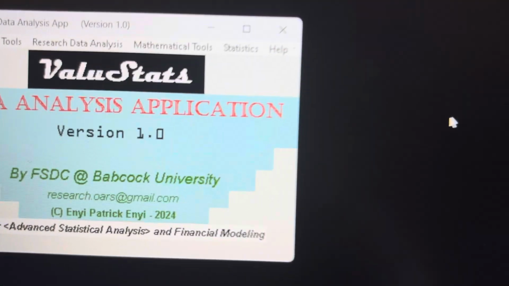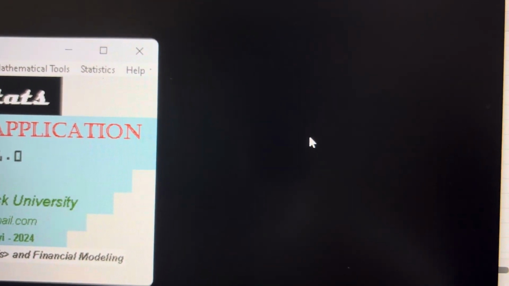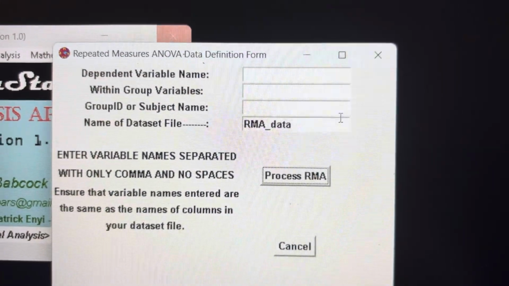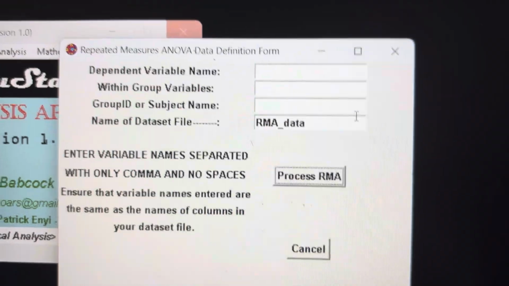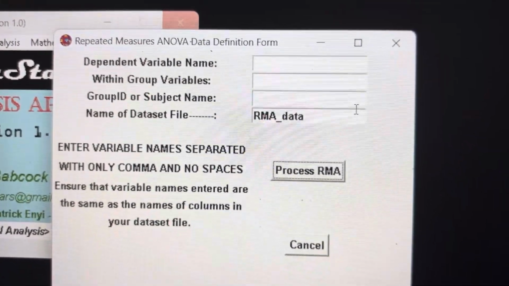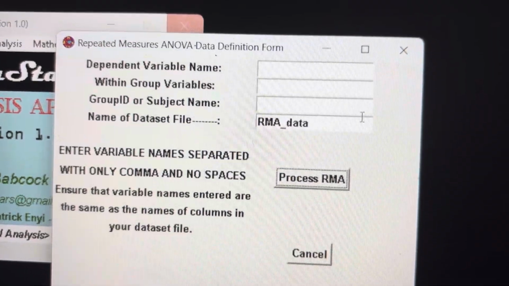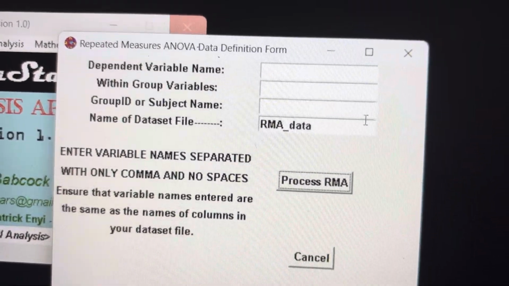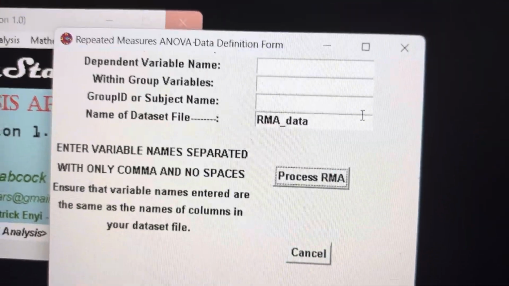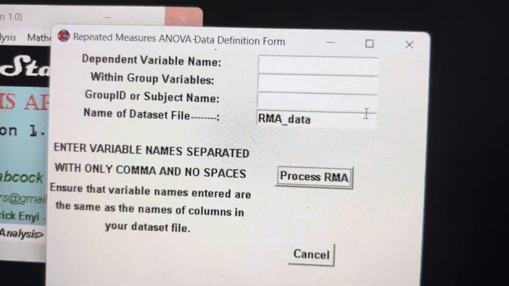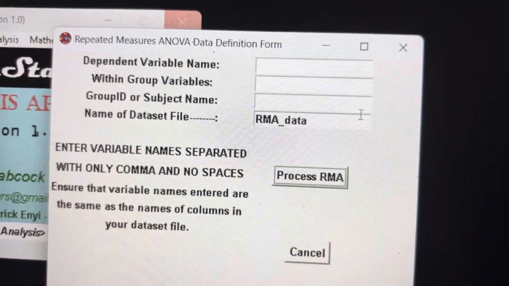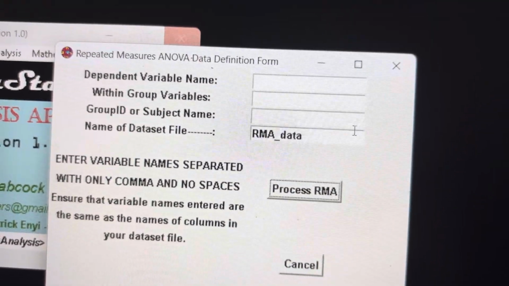Now, what is repeated measure? Repeated measure analysis is analysis that shows us the particular effect of certain measures over time on the outcome or dependent variable. In this particular one, we are going to talk about how pre-tax campaigns or incentives affect tax compliance.